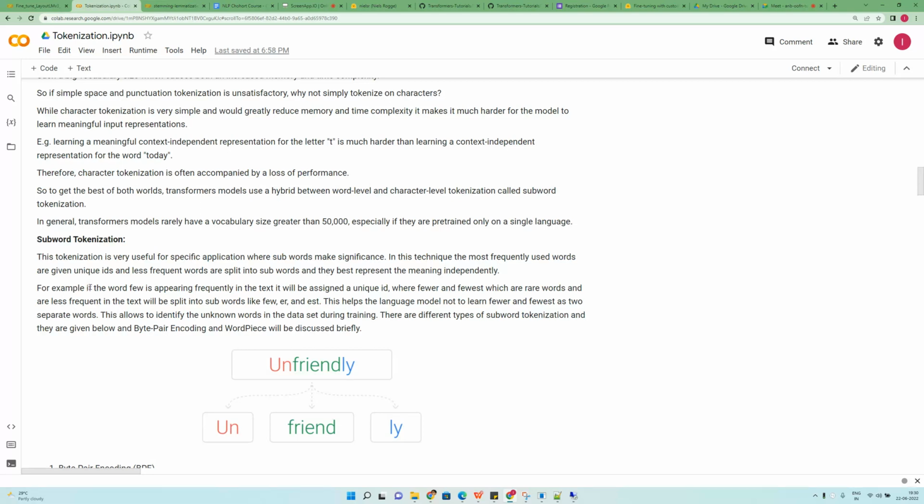So for example, if a word like "few" is appearing frequently in the text, it will be assigned a unique ID, whereas "fewer" and "fewest", which are rare words and less frequent in the text, will be split into subwords like "few", "er", and "est". This helps the language model not to learn "fewer" and "fewest" as two separate words. This allows it to identify the unknown words in a dataset during training. There are different types of subword tokenization, given below: byte pair encoding and WordPiece.